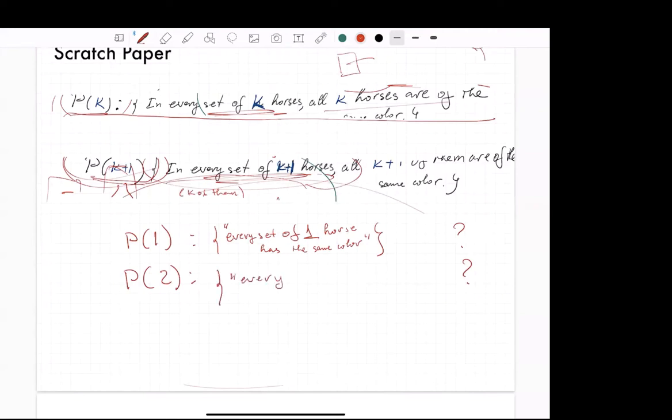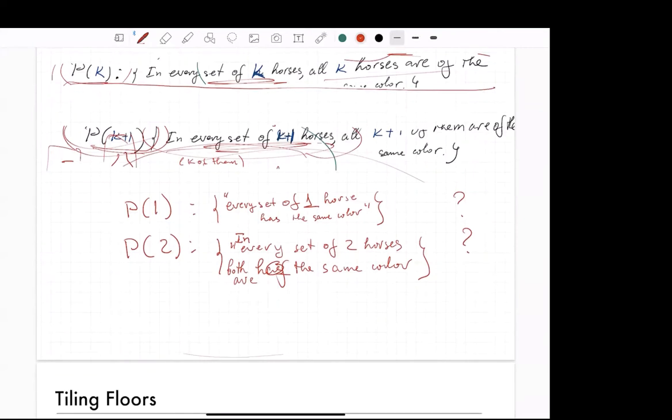What's P2? Every set of 2 horses has the same color. Again, yes, set has the color. I mean, it's a better English sentence to say in every set of 2 horses, both are of the same color. Do you agree? Yep. Now, your question is, why does P1 not imply P2? And my answer to this is, why should it?